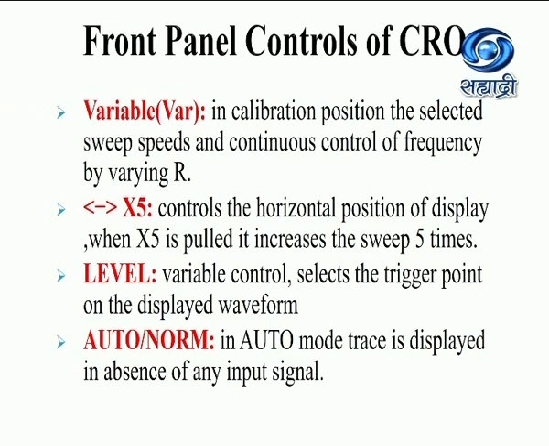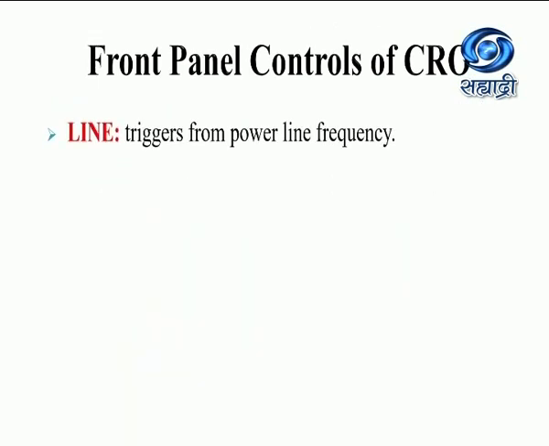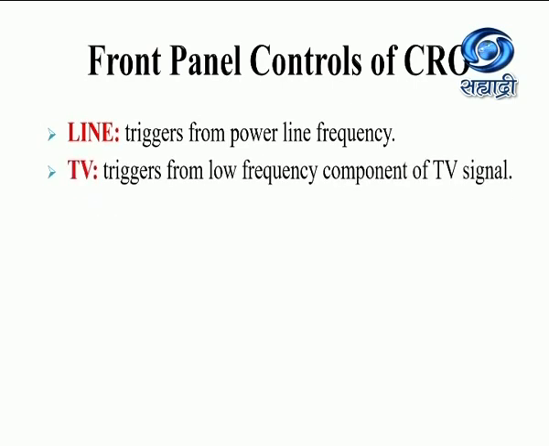Then we have auto or norm. In auto mode, the trace is displayed in the absence of any input signal. So you have to press the norm condition for normal inputs. Then we have line. Line is used to trigger from the power line frequency. So we can display the power line frequency on the CRO with the help of this control. Then we have TV control, that is triggers from the low frequency component of the TV signal. So by using this control, you can display TV signals also on the screen.